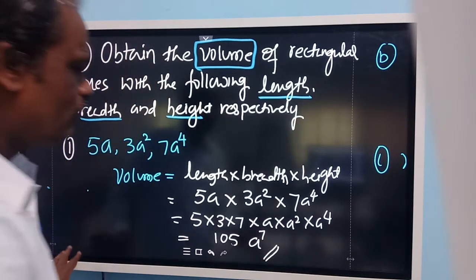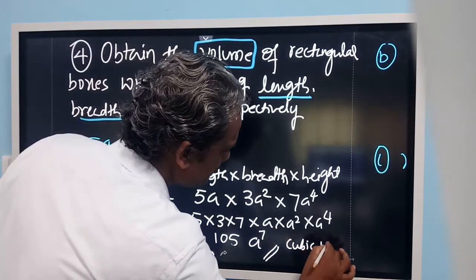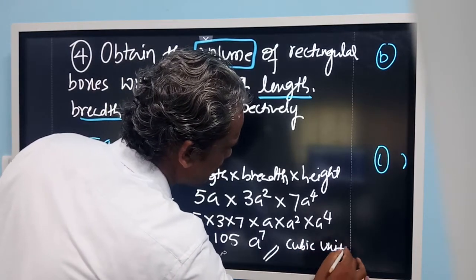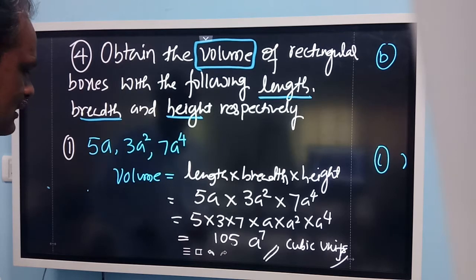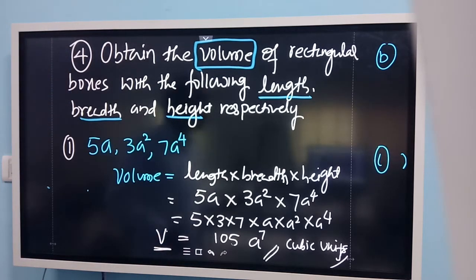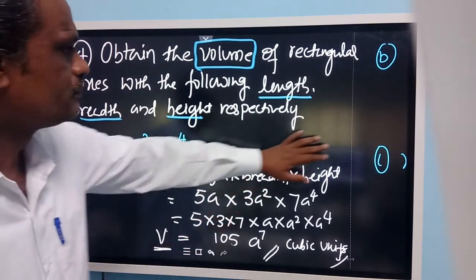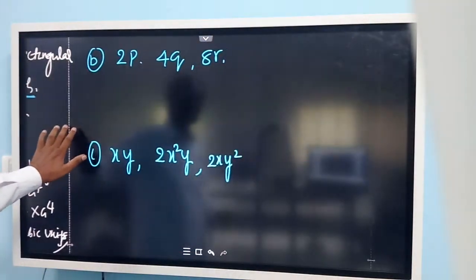This is the volume. Volume should be in cubic units. You write that answer in cubic units. Because it's a volume, you have to write in cubic units. Area means square units. So this is the volume of that rectangular box. You understood this? Okay. Let us take another question.